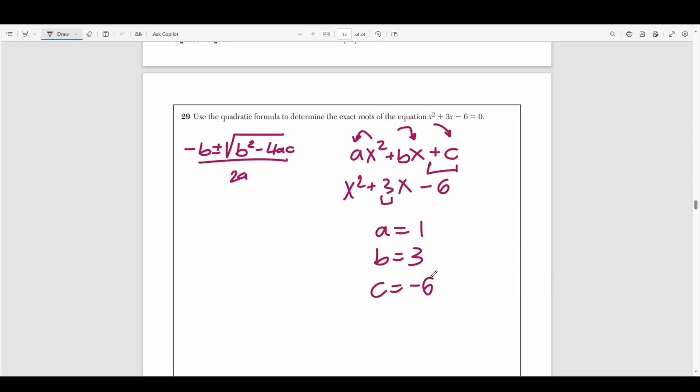So negative b, if b is 3, that's going to be negative 3 plus minus radical b squared, 3 squared is 9, minus 4 times a, which is 1, times c, which is negative 6. And I'm going to divide this by 2, because 2 times 1 is 2.